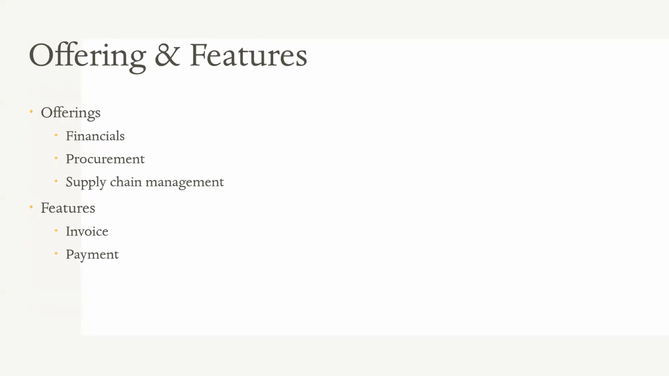Here, offerings is nothing but our modules, what we have in EBS. As I said, we have aggregated and said that finance is one particular module. Similar to that, we have offerings. Offerings is nothing but modules. Let's say finance, procurement, supply chain, project costing, and project accounting.